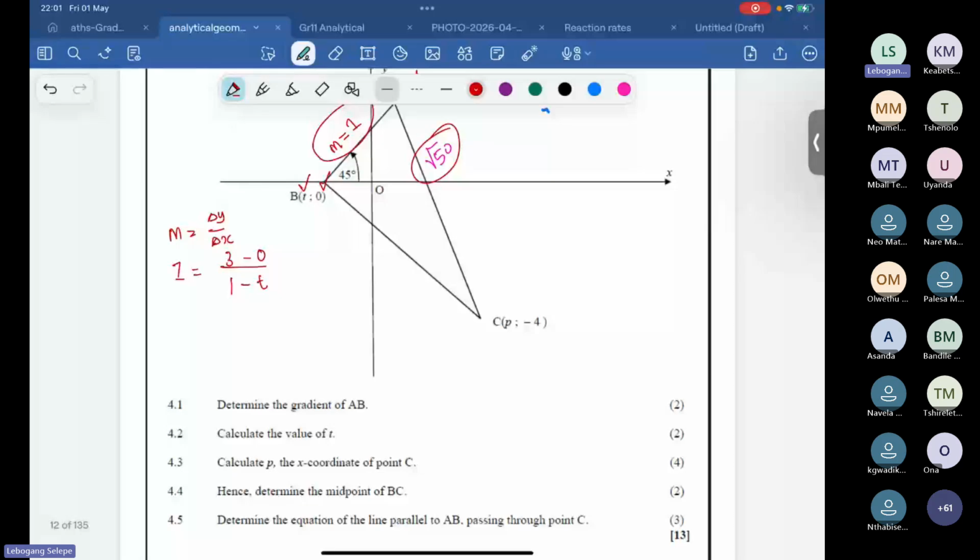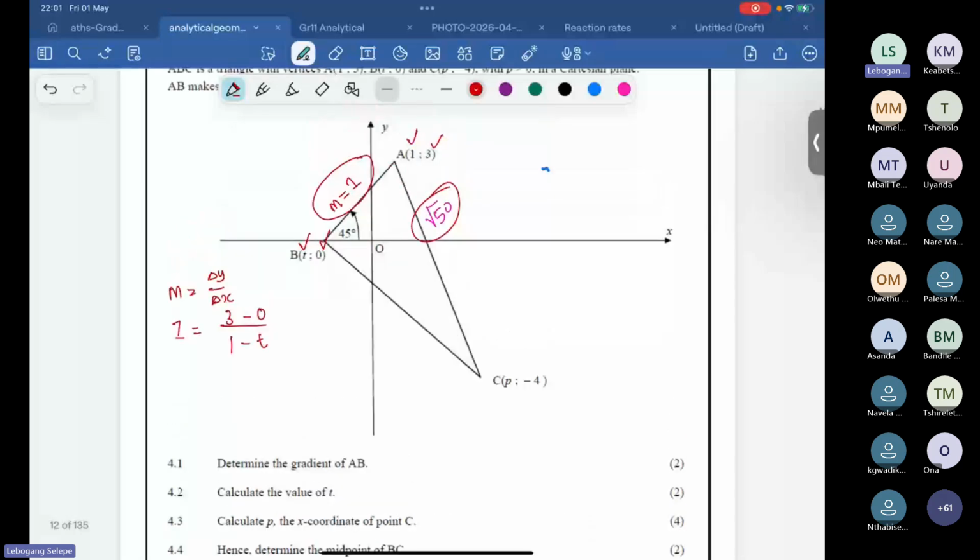Hence, determine the midpoint of BC. So if we have the value of t and the value of p, we can calculate the midpoint, right? Do you still remember how to calculate the midpoint? Yes, ma'am. Perfect.